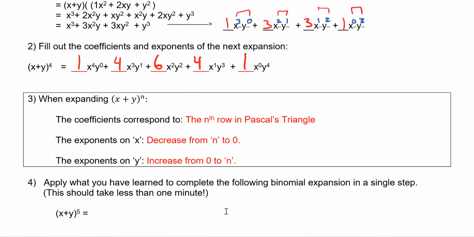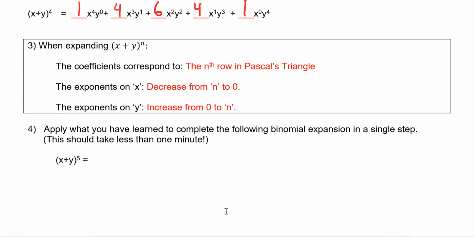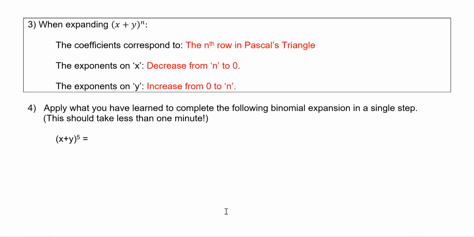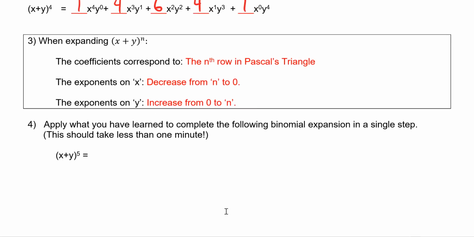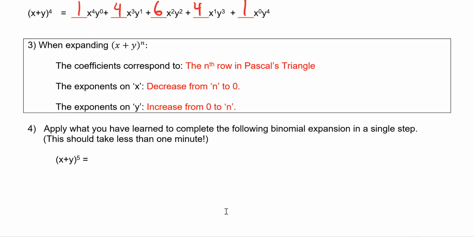So knowing that, now we can expand something like x plus y to the power 5 very quickly. Now, first thing I'm going to do is, well, it's x plus y to the power 5. I'm going to write out what the fifth row of Pascal's triangle is. And I can do that by looking at the previous row that we wrote out. So the coefficients will go 1, 5, 10, 10, 5, and 1.